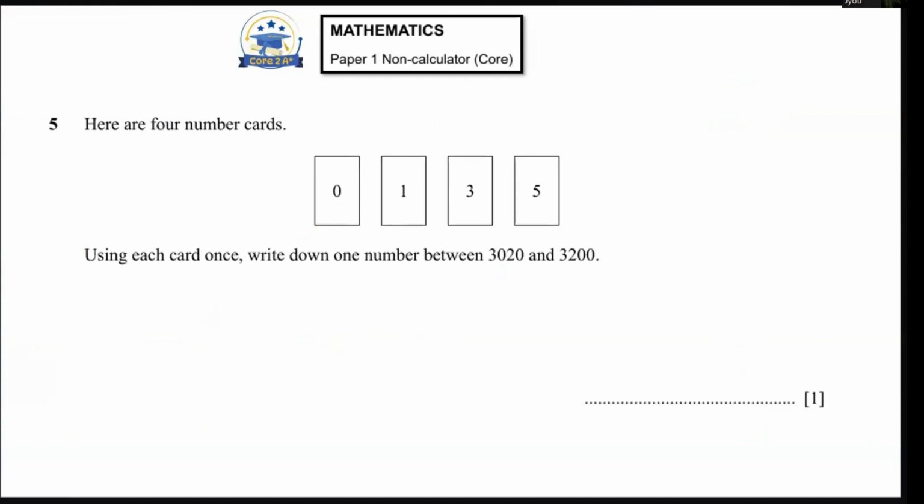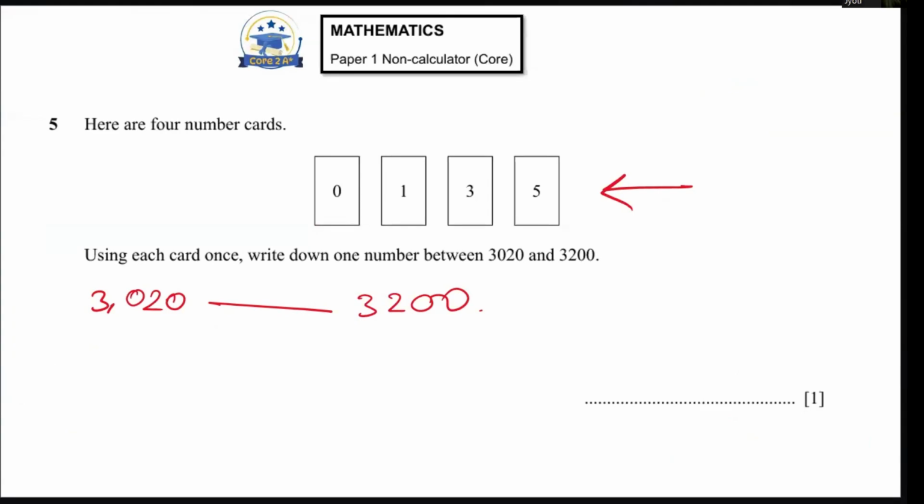Here are 4 number cards: 1, 2, 3, 4. Using each card once, we cannot use one number 2 times. Write down a number between 3020 and 3200. So 3020 to 3200. And we have these 4 numbers.